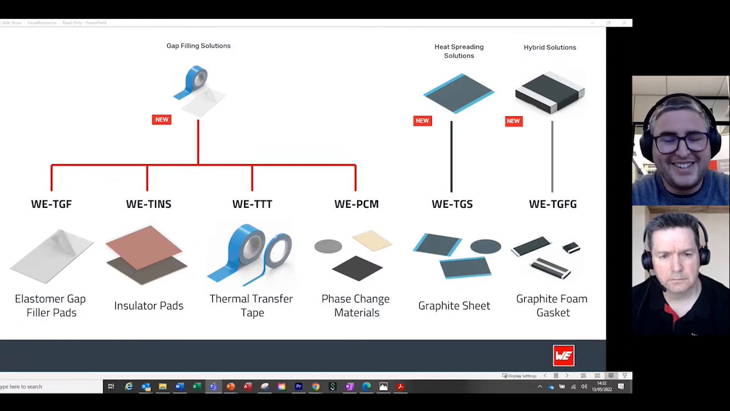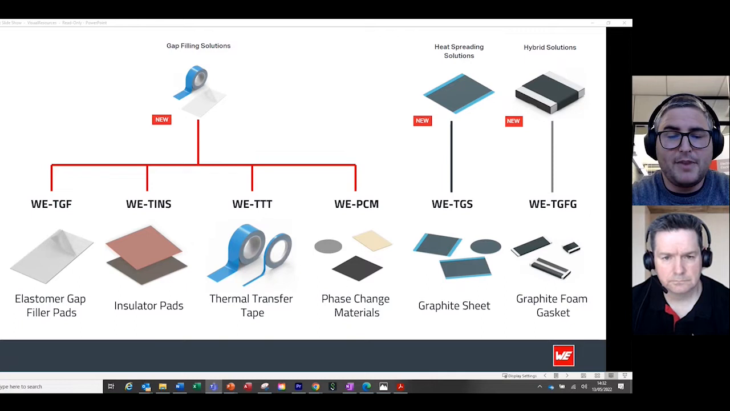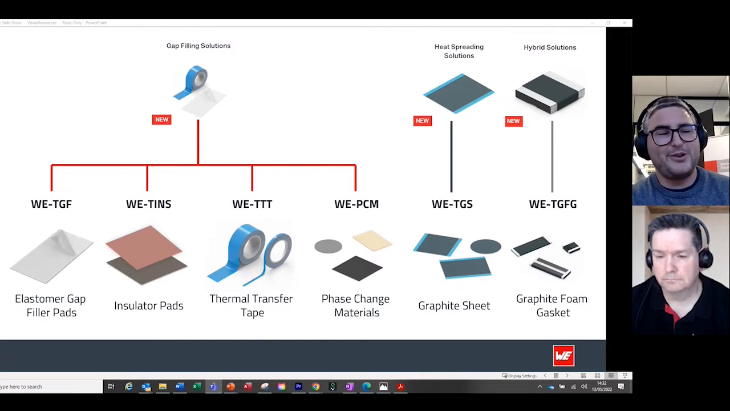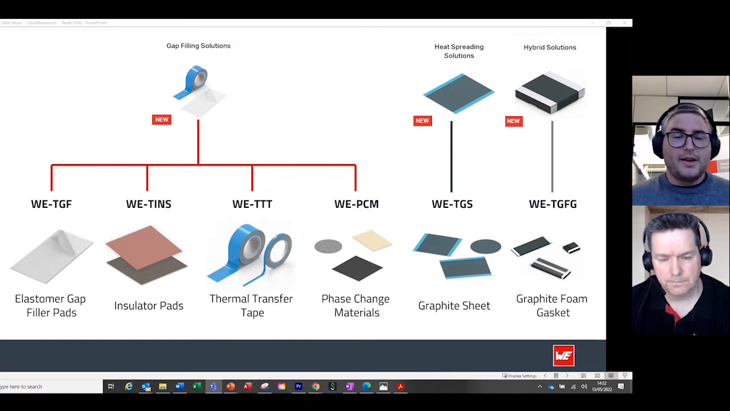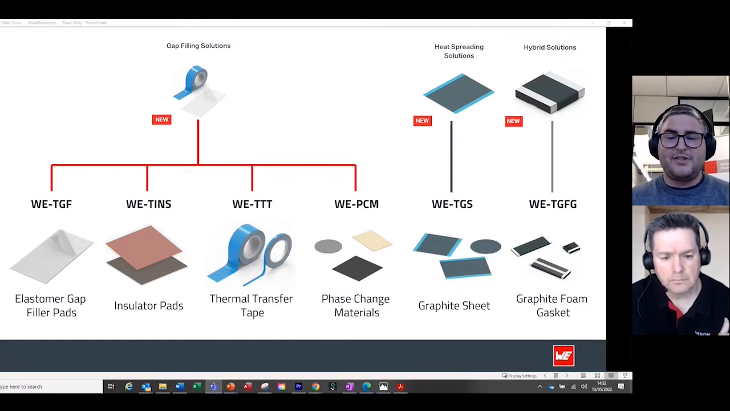And it's also hassle-free, which is always nice to have. So those are the four main gap fillers, and the reason we have so many of them is that they each fulfill different customer requirements. Elastomer gap fillers like the TGF are the backbone of the thermal management industry. They are very versatile. They come in a very wide range of thermal performances, and they also have many different thicknesses so that you can fill smaller or bigger gaps. That's a little bit how each of them plays differently.